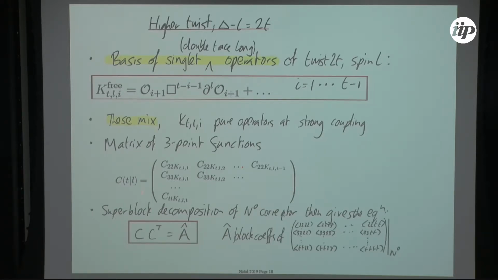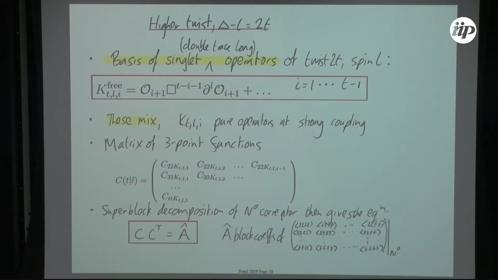So you write down a matrix of 3-point functions. This matrix has to satisfy C C transpose equals A hat, which is the matrix of block coefficients of different correlation functions. So this is, if you like, your input. You extract this by doing a block decomposition of all these correlation functions, and you get A hat. That's at free theory, then n to the 0.